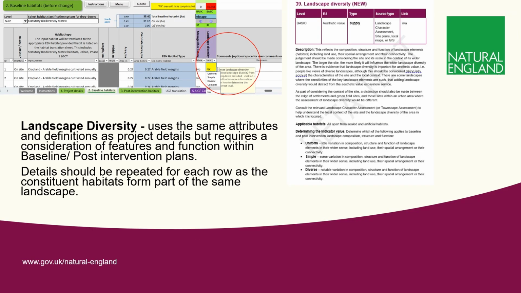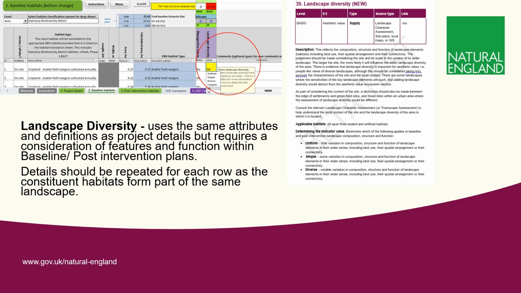The final bit you need to fill in is landscape diversity. So this doesn't relate to an individual data set and requires a degree of judgment. In order to fill this in, you need to pull up landscape diversity from the EBN data catalog in the same way I just showed you for soil drainage. And following the instructions and definitions at the bottom, form a view about what the landscape diversity was prior to the proposed project change, which in many cases will be similar to that which is typical of a landscape in good condition.